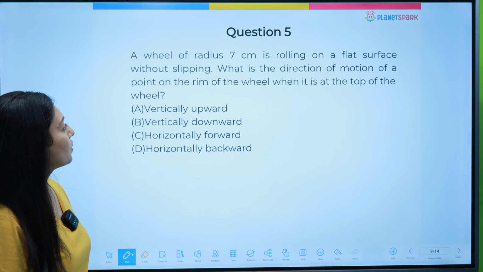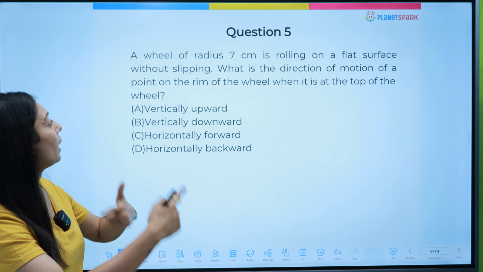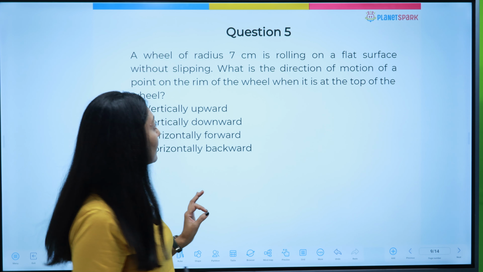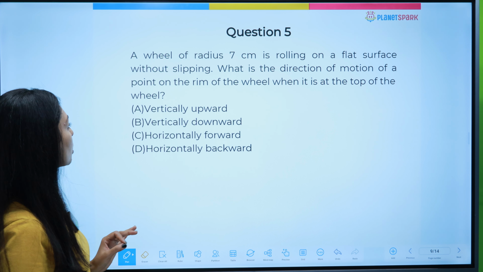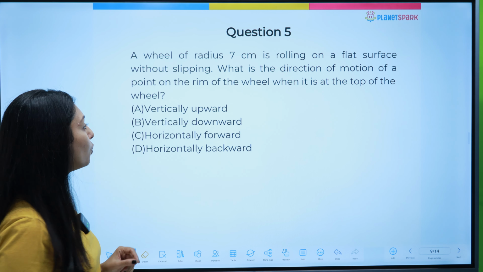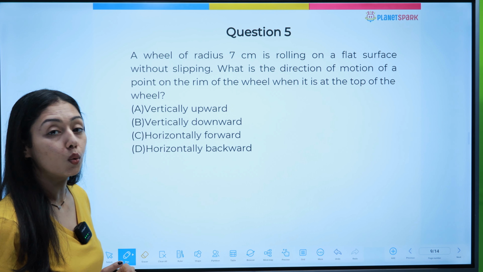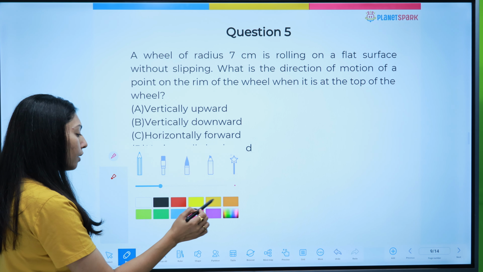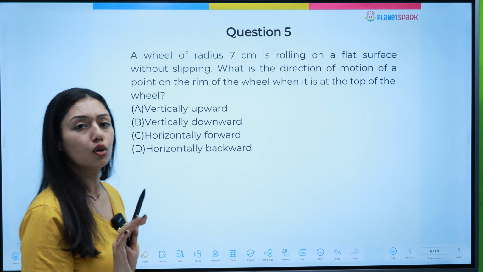A wheel of radius 7 cm is rolling on a flat surface without slipping, right? Proper motion, no slipping is there. What is the direction of the motion of a point on the rim of the wheel when it is at the top of the wheel? Remember what we discussed about motion everybody? Just remember that one fact and you will be sorted.